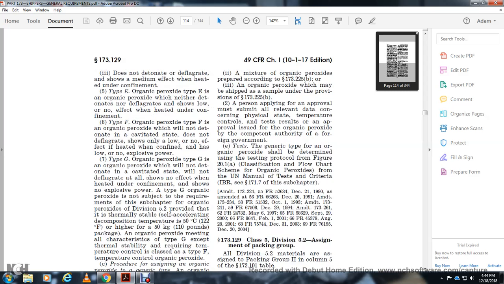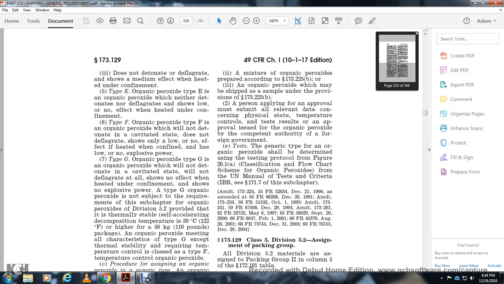A mixture of organic peroxide prepared in accordance with 173.225(b) may be shipped as a sample under the provisions of 173.225(b). A person applying for approval may submit all the relevant data concerned with the physical state and the temperature control of the test. The approval is issued for the organic peroxide component with the authority of the foreign government.